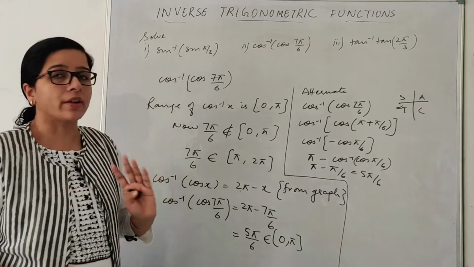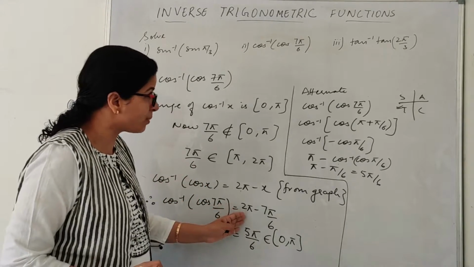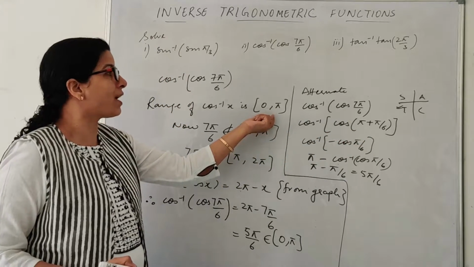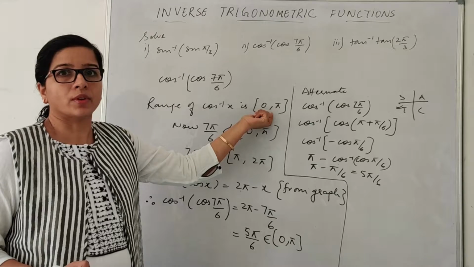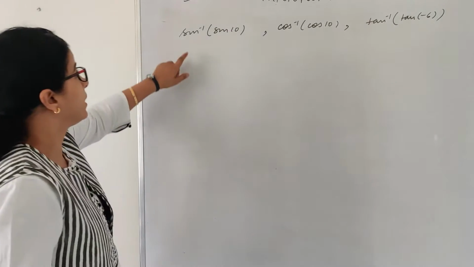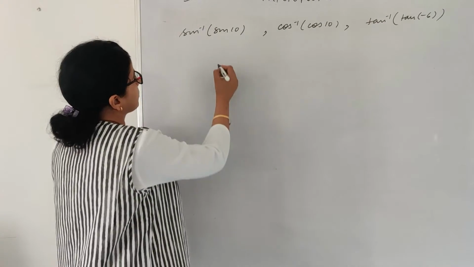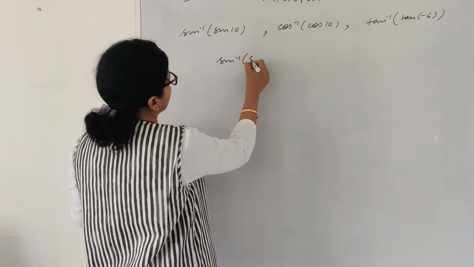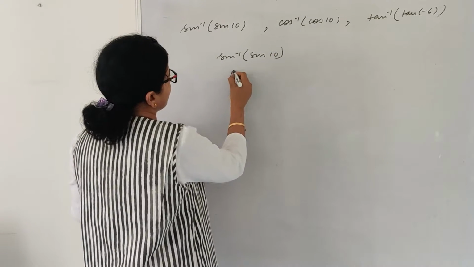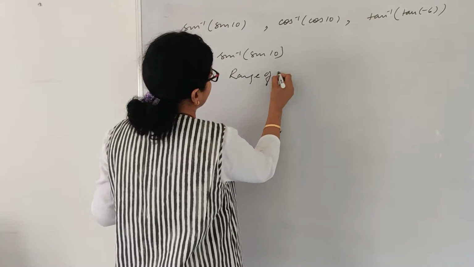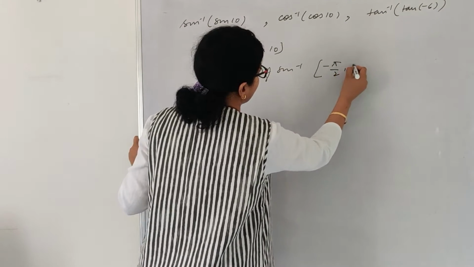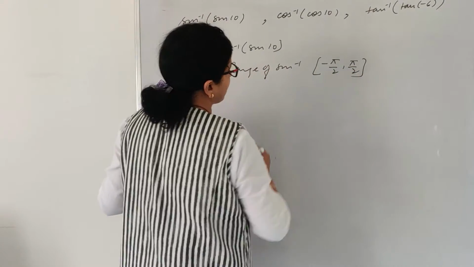If you can remember the graph part, you can use the direct concept, or you can reduce your angle to such an extent that it starts lying in your range. Now let us take these questions. First, sine inverse of sine 10. What is the range of sine inverse? The closed interval minus pi by 2 to pi by 2.